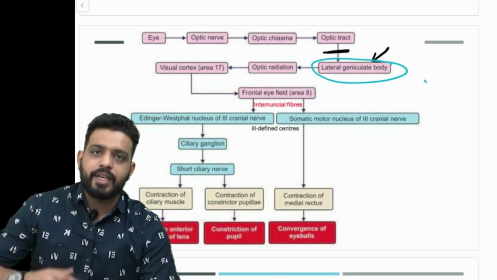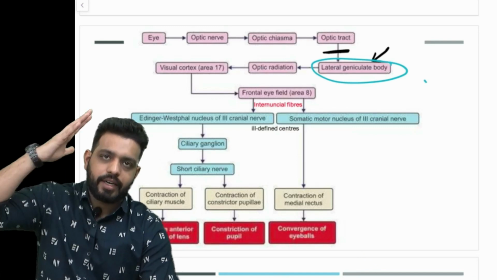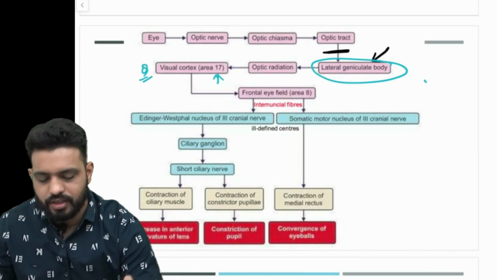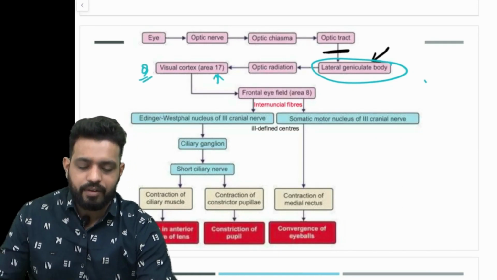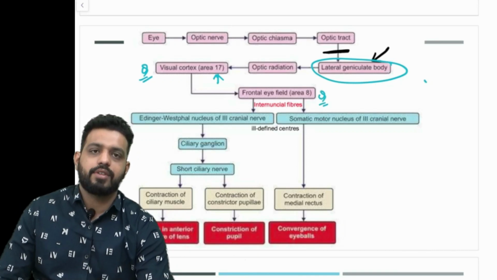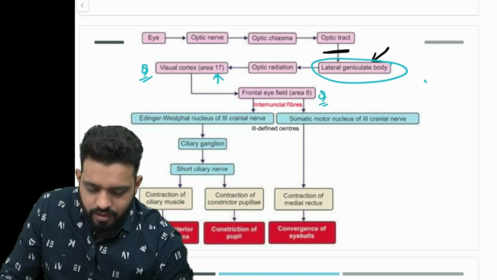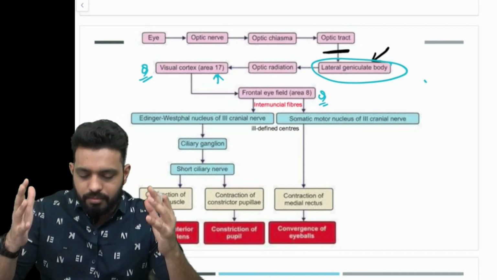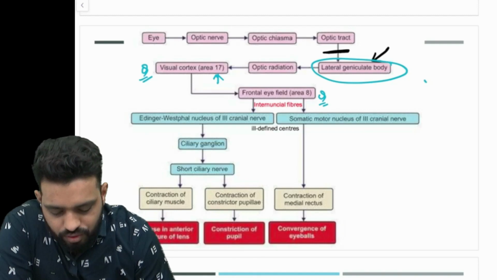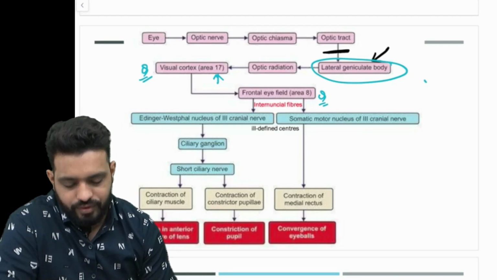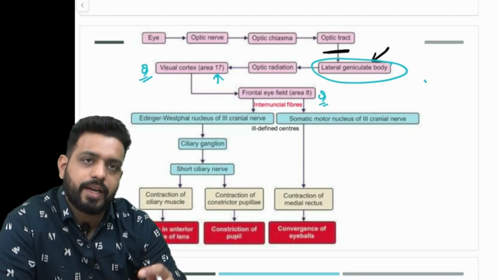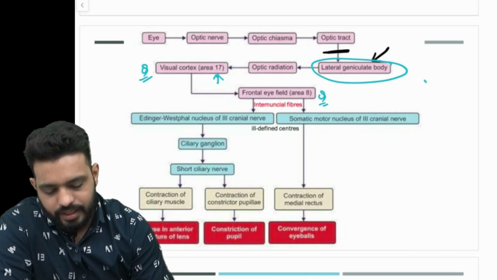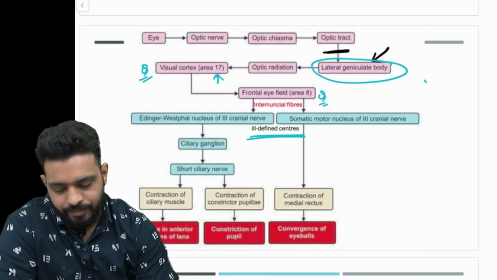It will go to optic radiation. Optic radiation will carry it ahead to the visual cortex, that is area 17. Again an MCQ here, visual cortex is area 17. It will also go to the frontal eye field, which is known as area 8. Now from the cortex, that is the brain, fibers will come down again to the midbrain, to the Edinger-Westphal nucleus, which is the nucleus of cranial nerve 3, and also the somatic motor nucleus of cranial nerve 3. These are ill-defined centers, as I told you earlier.